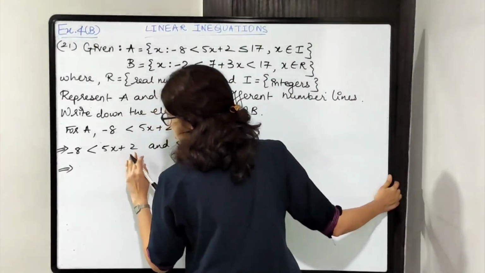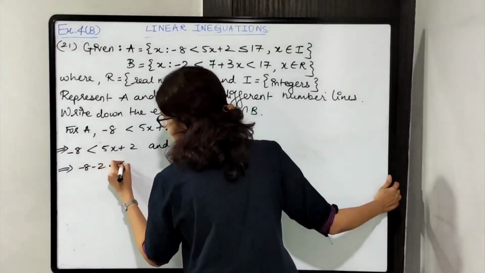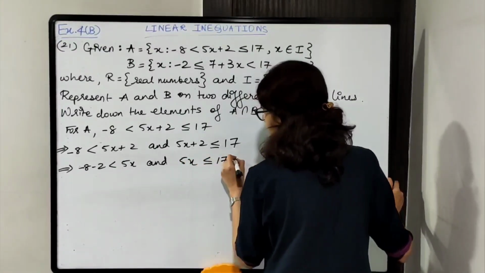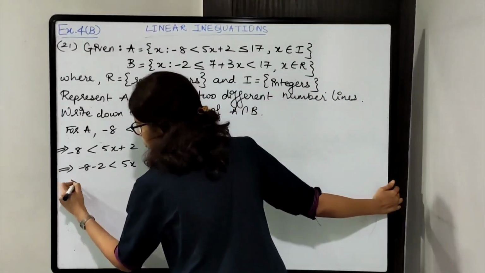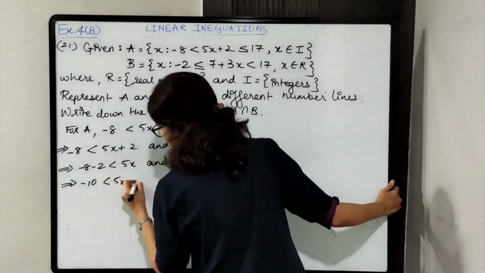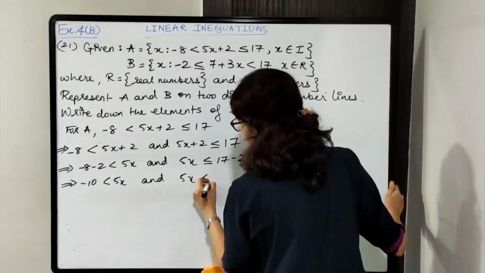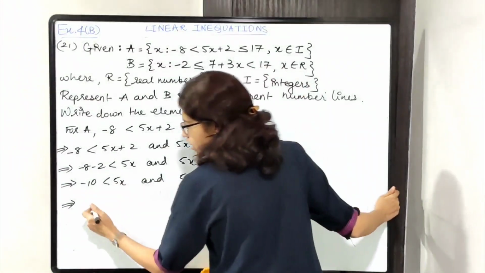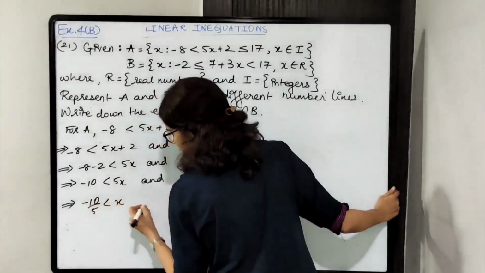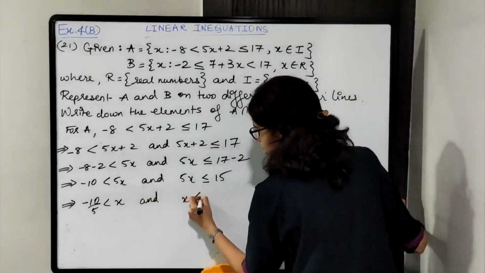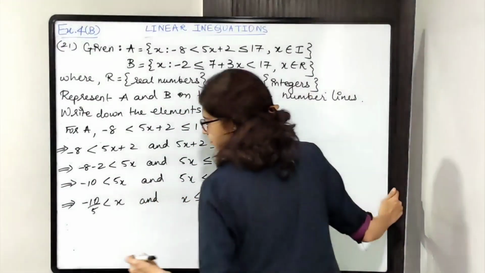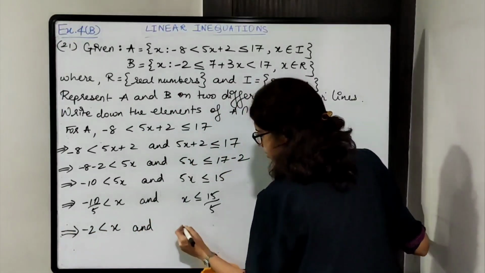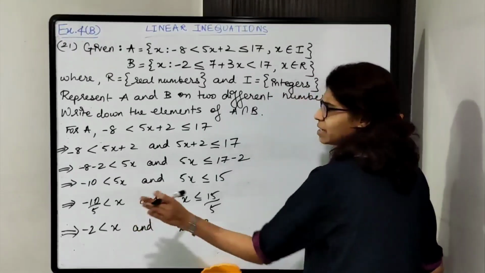So shifting 2 over here, -8 - 2 < 5x, and 5x ≤ 17 - 2. So -10 < 5x, and 5x ≤ 15. Shifting 5 to the other side, -10/5 < x, and x ≤ 15/5. So -2 < x, and x ≤ 3. This was the easy part, students.